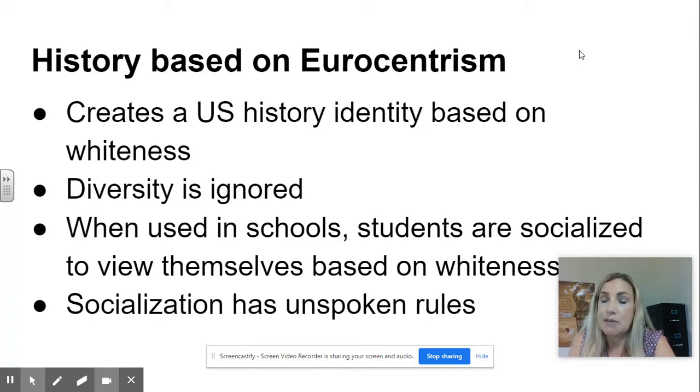So what we learn is that whitewashing is done on purpose in U.S. history to create an identity based on whiteness. And if you are not white, then you are part of this concept of the other. And if you are part of the other, your diversity, your culture, your language is going to be ignored. And if it's going to be addressed, it's going to be addressed in terms of whiteness, like what you see with Europeans and Native Americans, right?